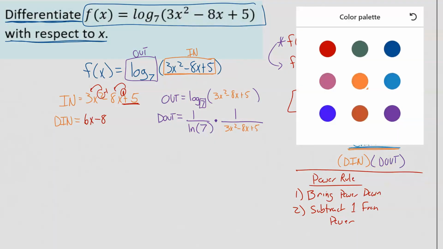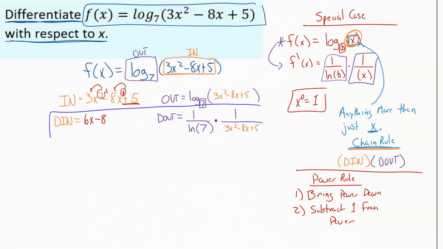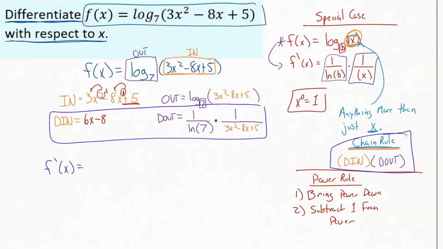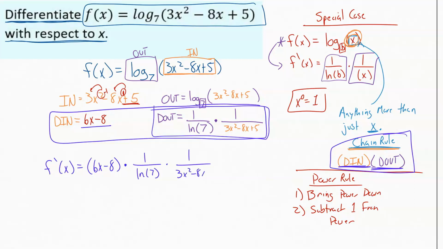We just need to collect our pieces and we're finished with this problem. So we have now all of what I call the ingredients for following our chain rule recipe. So to get our derivative, we just plug the pieces in as the rule asks for. The rule says, first go grab the d in. So we go grab the derivative of the insides, 6x minus 8. Then you're going to multiply that by the derivative of the outside, which is all that stuff right there. So 1 over the natural log of 7, and then times 1 over 3x squared minus 8x plus 5. And that's it. You're done at that point. You have given them the derivative. That is the derivative of your starting equation. No need to try to simplify it.